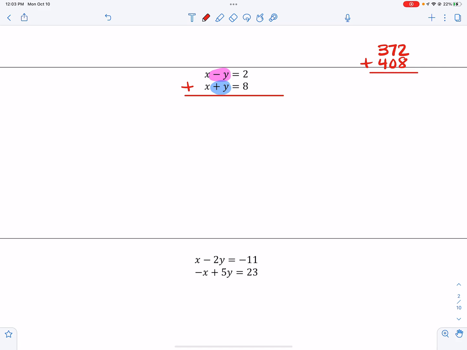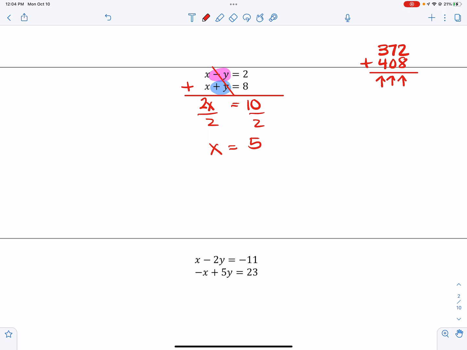line up our numbers and the ones place gets here and then the tens place and then the hundreds place. And now when we're doing equations, we're going to add our x's together. So 1x plus 1x is 2x. Negative y plus positive y eliminates, and 2 plus 8 is 10. And so this brings us down where we have one variable, and now we can solve it. And so when I divide by 2, I get x is equal to 5.